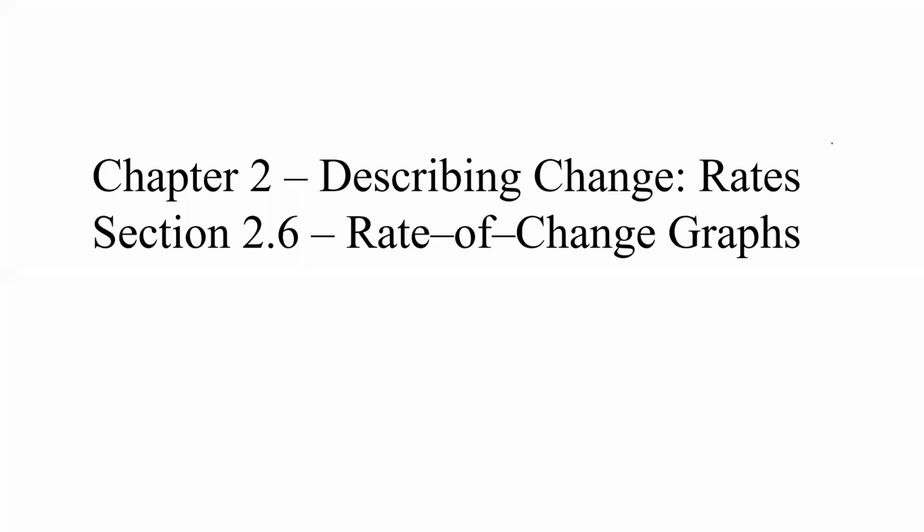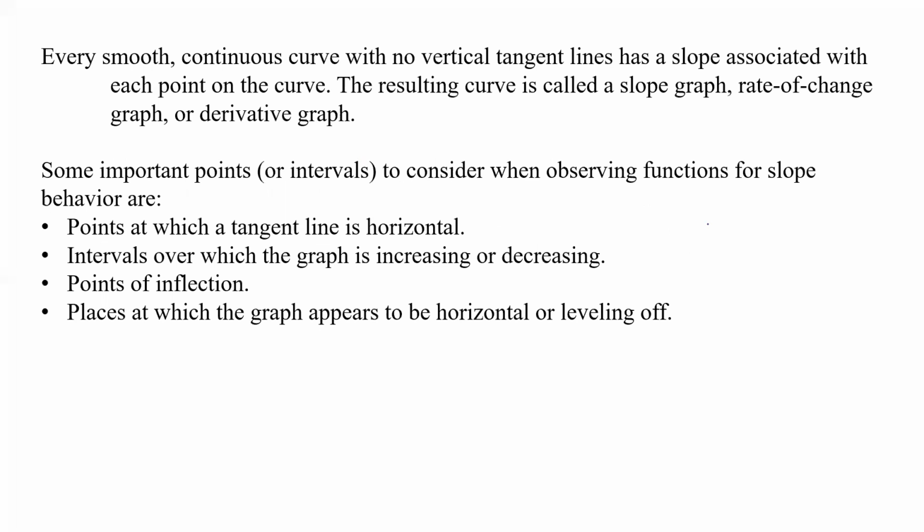All right, so here we are on chapter 2 on describing change, rates, and this is section 2.6 on rate of change graphs. So every smooth continuous curve with no vertical tangent lines has a slope associated with each point on that curve. And then if we take each of those points with the slope, the resulting curve is going to be called a slope graph, a rate of change graph, or a derivative graph.